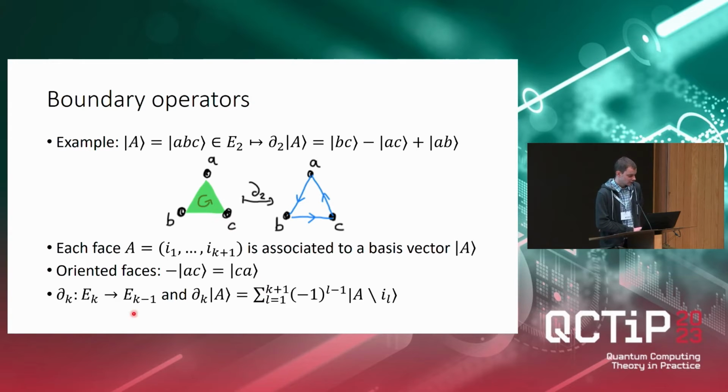And then the boundary operator is going to assign to a k face k minus 1 faces. So the boundary of this ABC is just going to be the signed sum of the edges that we get by omitting one vertex. So we have A, B, C. First we omit A, we get BC. Then we omit B, then we get AC, but with a minus sign. And then we omit C, so we get AB. Minus AC is the same as CA, so we get exactly this triangle.